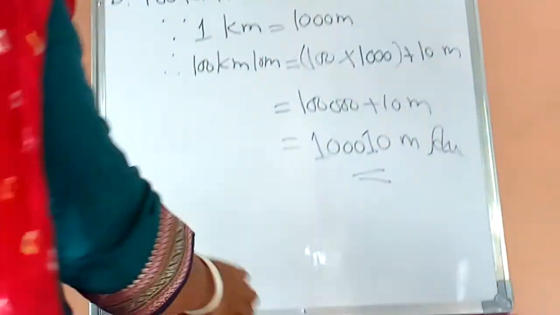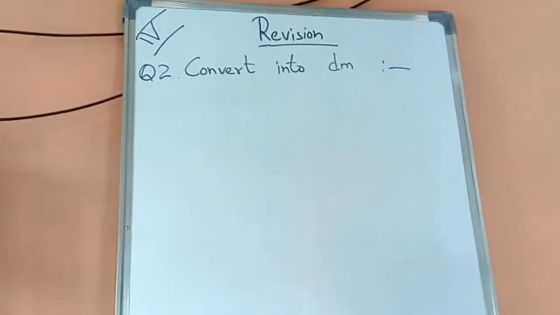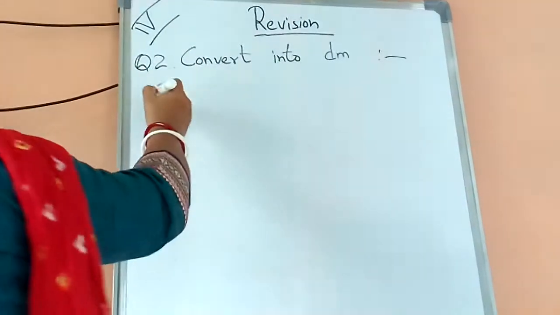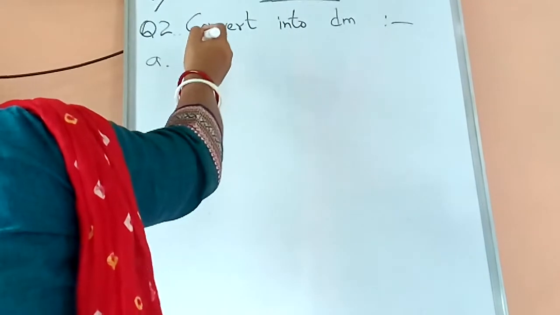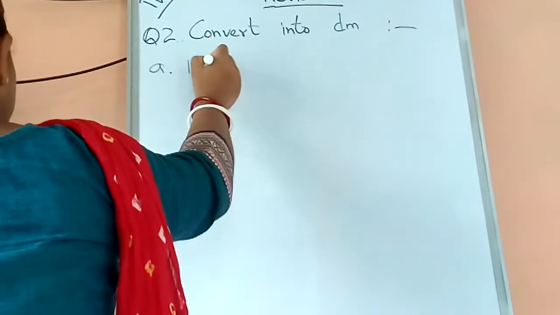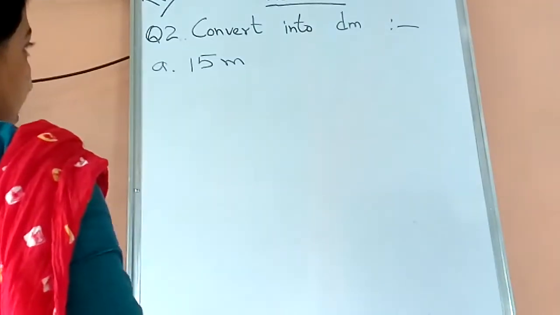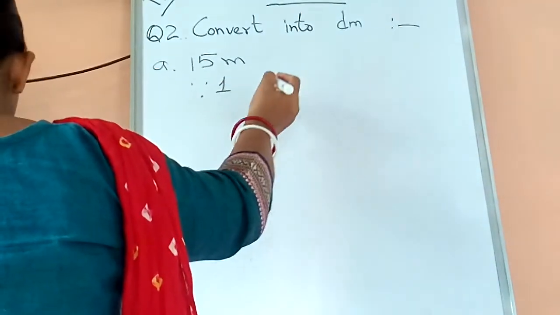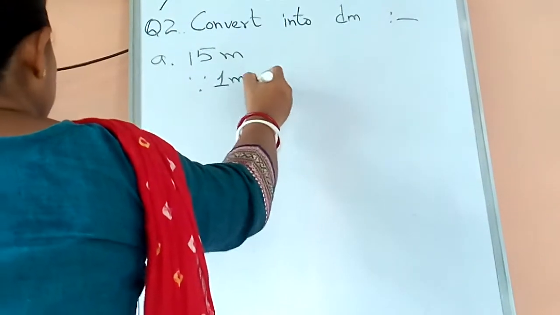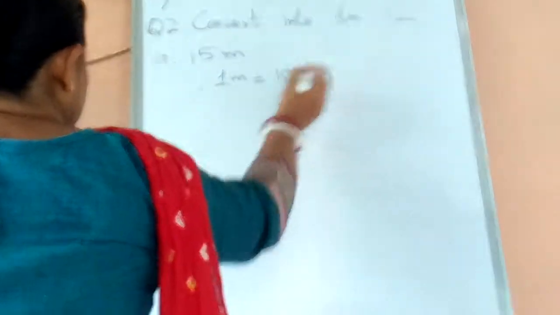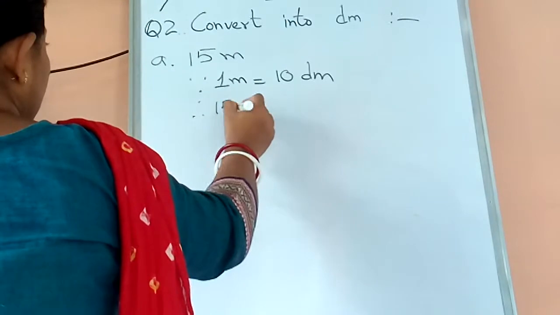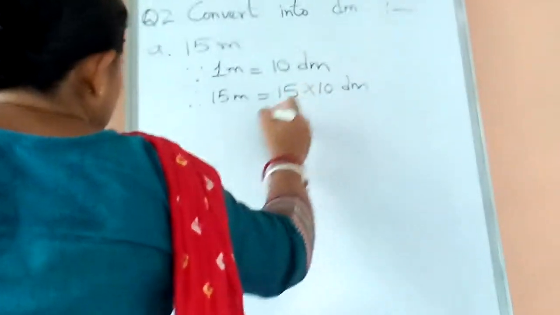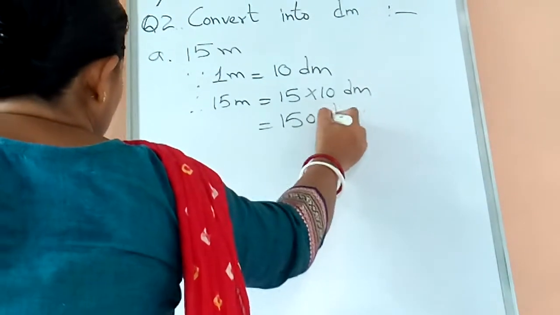Now write question number 2. Question number 2 is convert into decimeter. Okay, so let's write 15 meter. This is given in meter, you have to change it into decimeter. So what will you write? Since 1 meter is equal to 10 decimeter, therefore 15 meter is equal to 15 into 10, that is 150 decimeter.